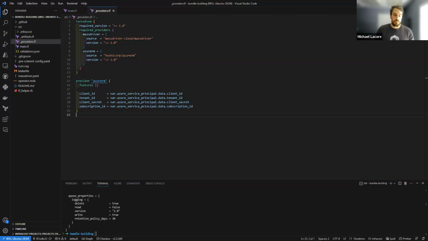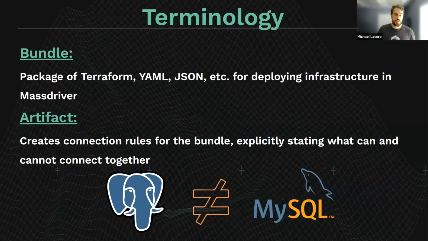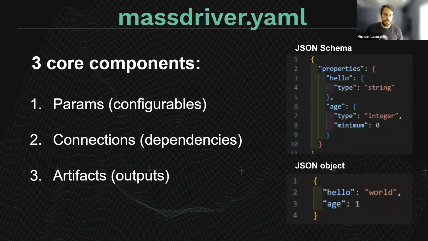So now that we have the providers file set up, what we're going to do next is modify the massdriver.yaml. But before we can do that, we need to get a basic understanding of what the massdriver.yaml file does. So I'm going to go ahead and switch back to my presentation here. The massdriver.yaml file is responsible for the configuration page of your bundle in the Massdriver canvas. All of the options that you get to select in the UI are created here in this file.